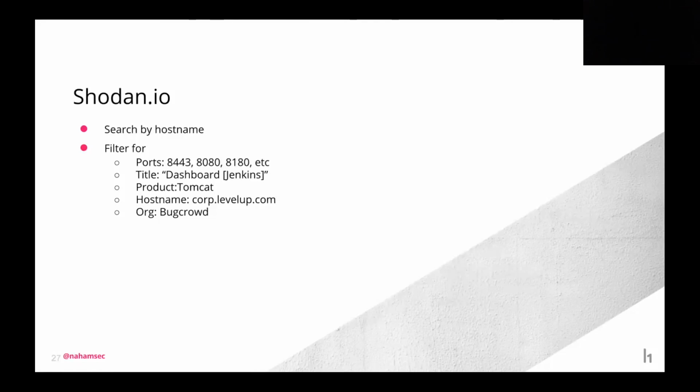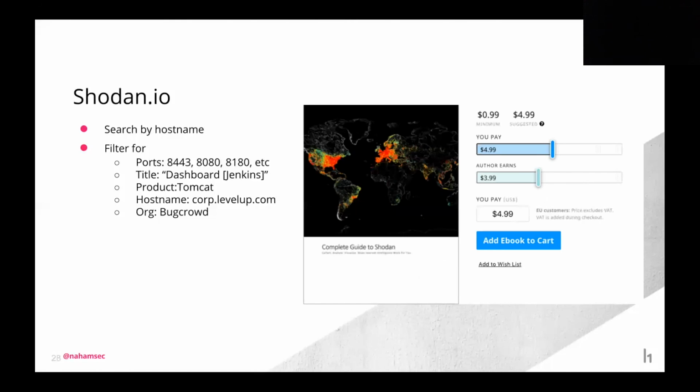I like to do org and then one of the above, or host name and one of the other options, just because sometimes the organization name that's attached to an IP doesn't come up the same way as when you search for it by host name. So always try different patterns when you look for these bugs. There's a great book written by the founder of Shodan. It's only $5. I would highly recommend buying it to understand how Shodan works. He pretty much gives you a huge overview of what you need to know about Shodan before you get started.